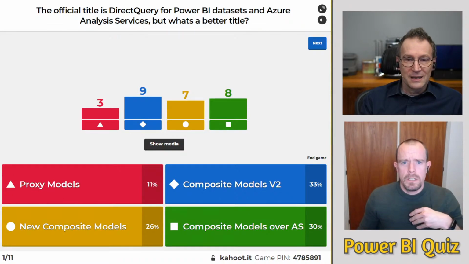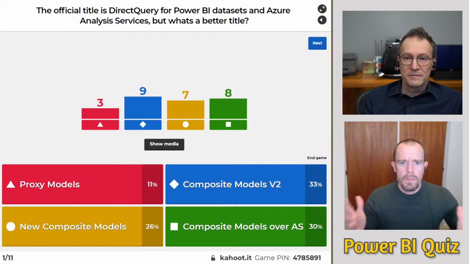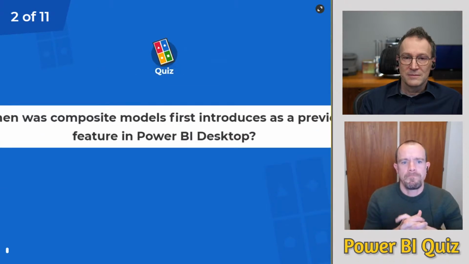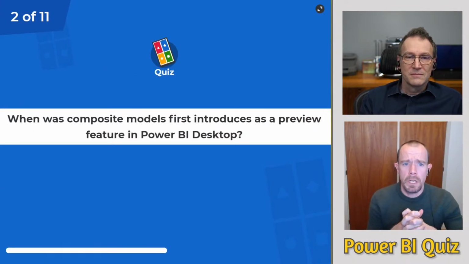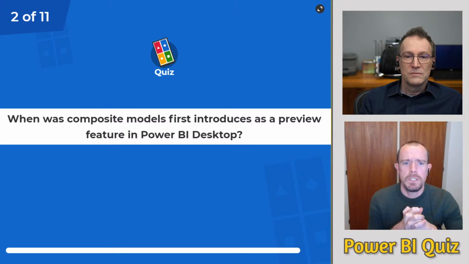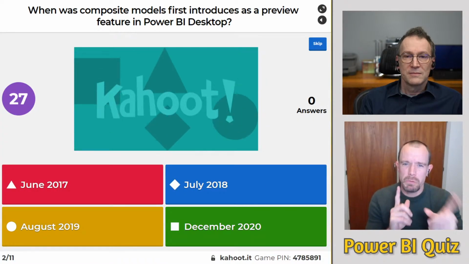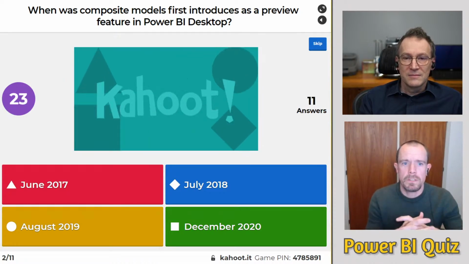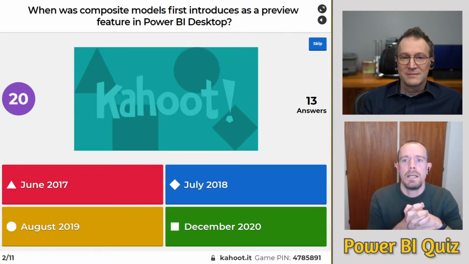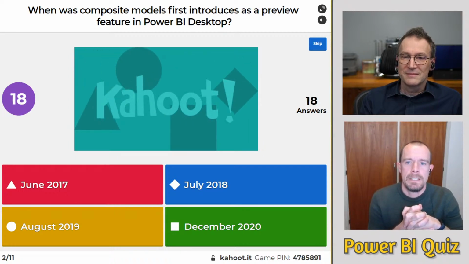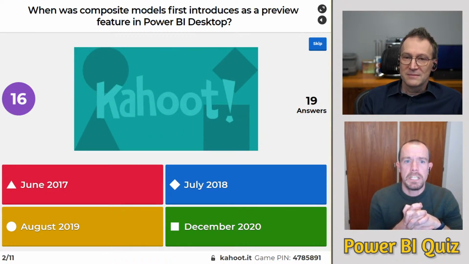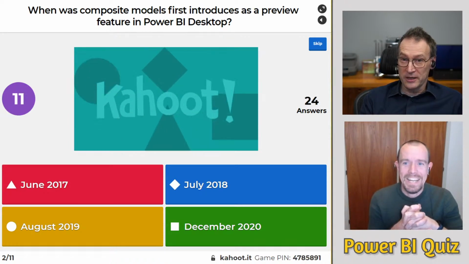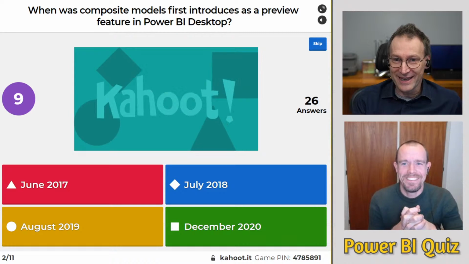So, not on the scoreboard here, but let's start with the first real question that is awarded points. When was composite models first introduced as a preview feature in Power BI Desktop? This is a little tricky question, because as we said before, composite models has been around for some time, but for how long have we had it? They are super fast in answering.